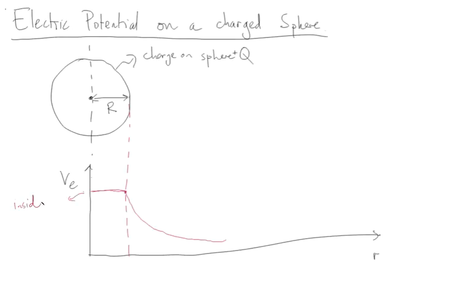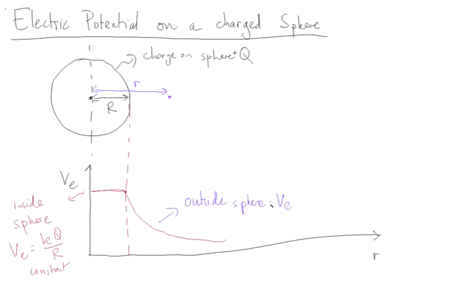So inside the sphere, the electric potential is equal to K big Q over big R. It's a constant. Whereas outside the sphere, for example, at some distance here, r from the center of the sphere, the electric potential equals K big Q over little r, and it has this inverse proportionality.